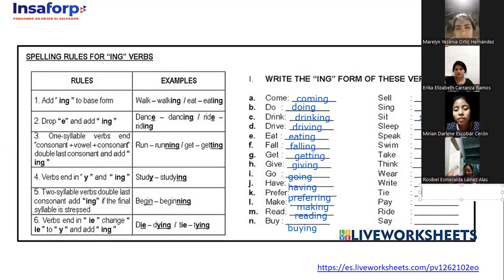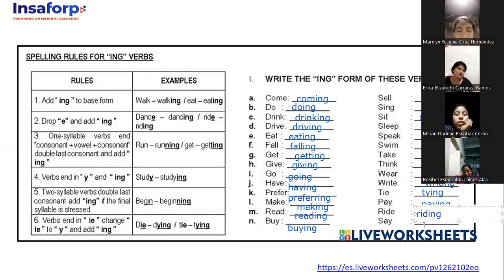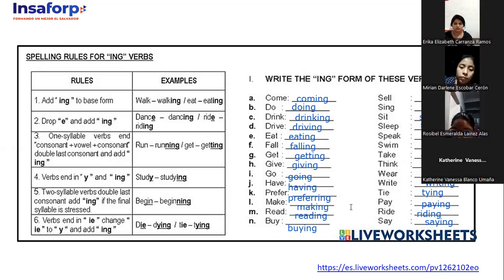Tie. Miren, esta es la última regla que está aquí. Verbs ending in IE: change the IE to Y and add ING. En esta vamos a cambiar entonces el IE por Y. Sería T-Y-I-N-G, tying. Es atar, tying. So le agrego I-N-G. Riding. And say? Saying. Solo tengan cuidado con el micrófono porque ahí escuchamos otras cosas para no interrumpir. Okay. Good. Say, decir, el último. Say, yes.